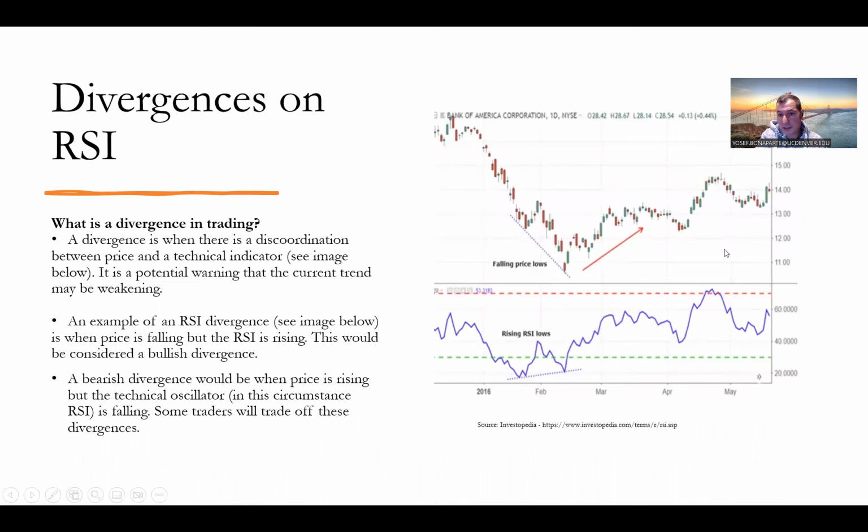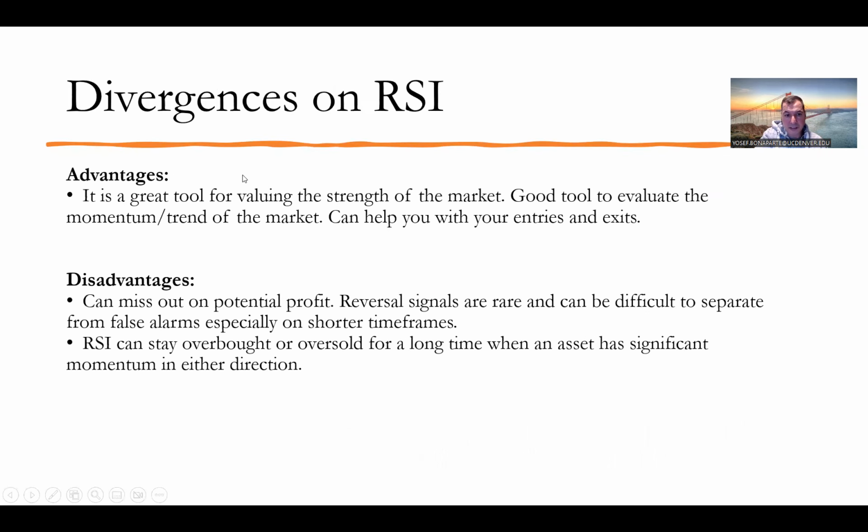Divergence on the RSI. RSI also has momentum, so we can talk about the divergence. I'll talk about that in another video. And the disadvantage of RSI, which is a momentum-based trading strategy, is that it can miss out on potential profit, because only if you are near the 30 or near the 70, you trade. But in between, it's a gray area, you don't trade.